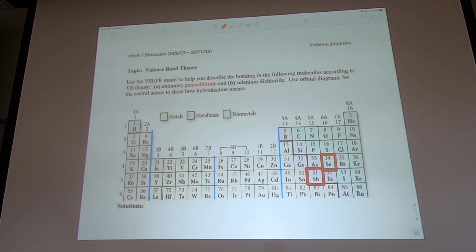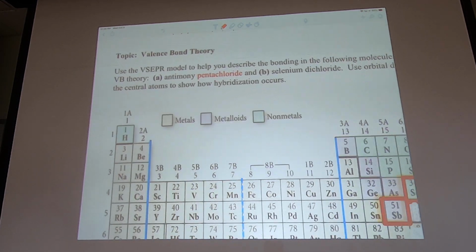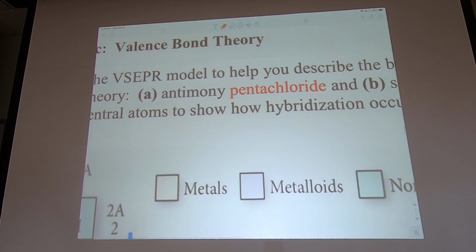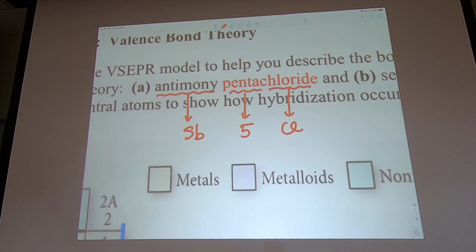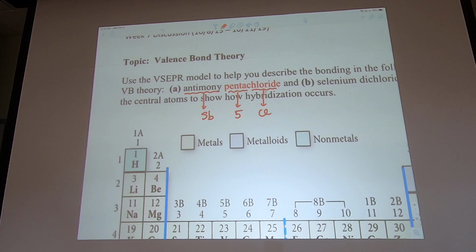Okay, so that's the second problem. And this one, they give you this name, antimony pentachloride, and you're supposed to know what that means. Antimony, what's the symbol for antimony? Sb. Penta means 5, chloride means chlorine, right? You put this together, and that means SbCl5.